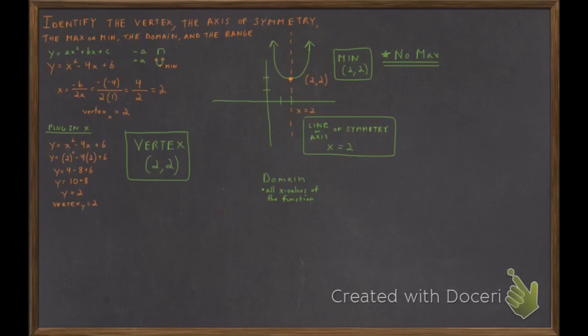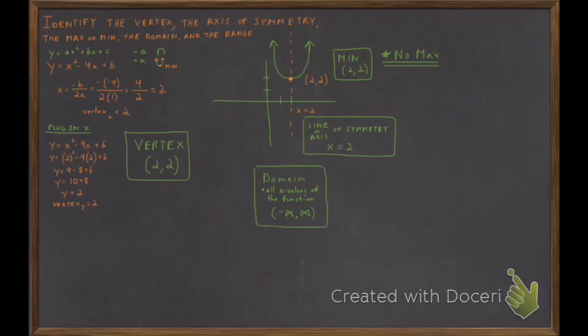Well, we can see that this parabola stretches out both vertically and horizontally. So if it stretches out horizontally towards positive and negative infinity, it's going to include all the x values of our axes. So we can say that the domain is from negative infinity in the x direction to positive infinity. And we can box that answer.